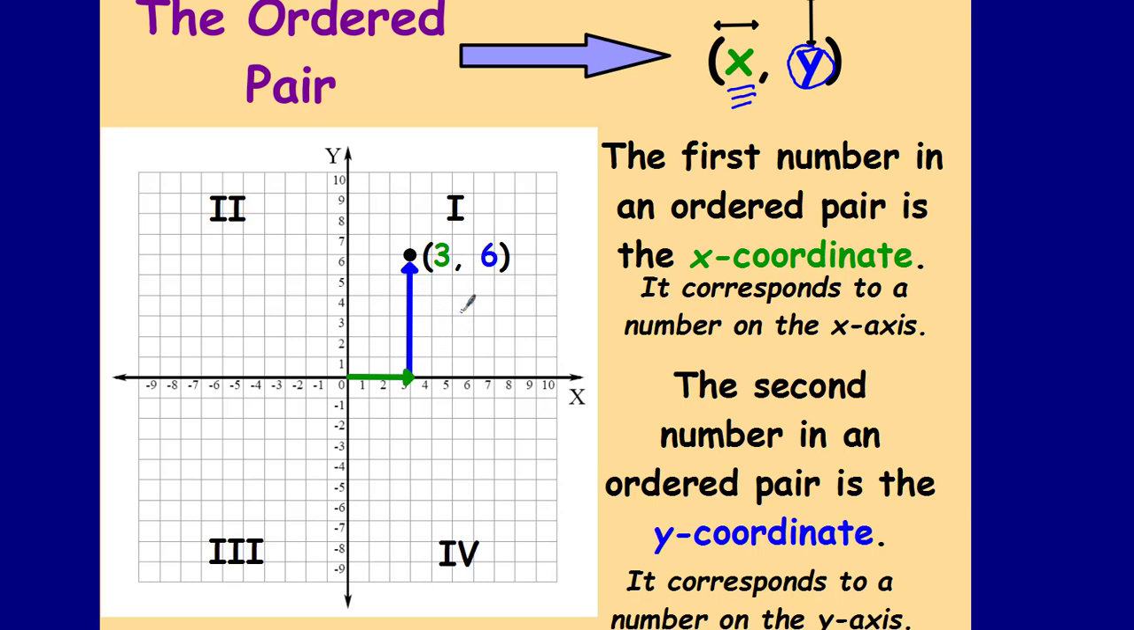Please note how the ordered pair is written. The numbers are inside parentheses and there is a comma in between. If you just write 3, 6, that doesn't denote that this is an ordered pair. You have to have it inside the parentheses. If you forget the comma, then it looks like the number 36.